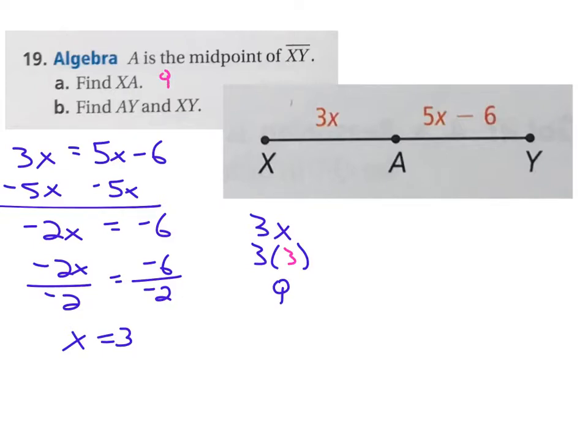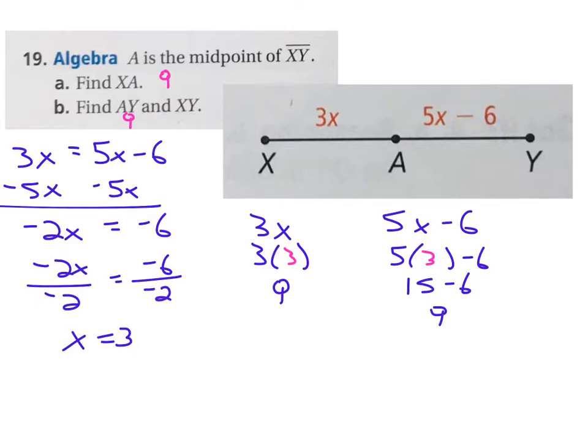Okay, now find AY. Well, we know they're congruent, so if XA is 9, then AY is also 9. But we'll check it anyway by putting here 5x minus 6. What do we find x to be? We found x to be 3. So we can say 15 minus 6, which is 9. So that's another way of checking that it's 9.